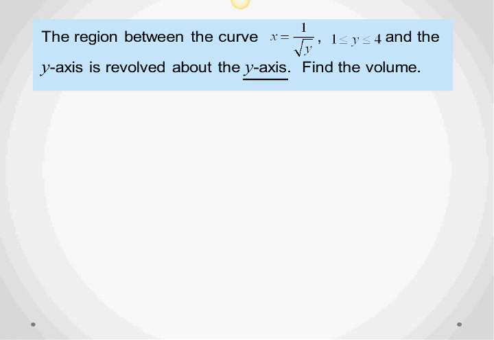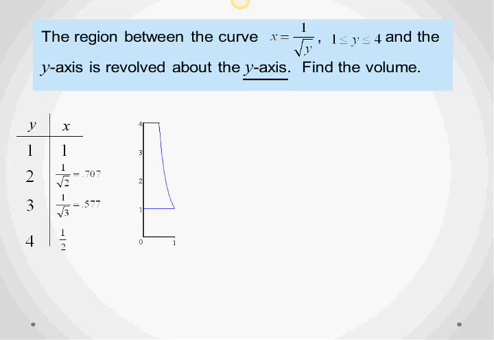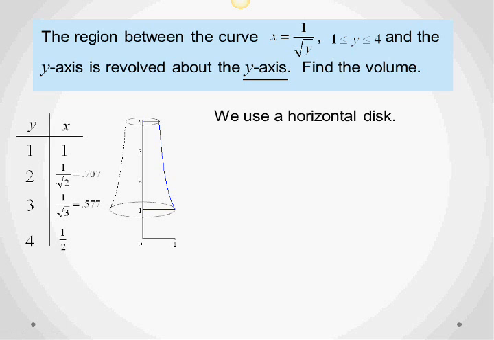Okay, so we are finding the volume of this region rotated around the y-axis over the interval from 1 to 4. If we just pick some points and graph them, we can see what the shape is here, and we can revolve that around the y-axis. That's going to create a horizontal slice of bread. So the thickness of your radius is going to be your change in y, or dy.